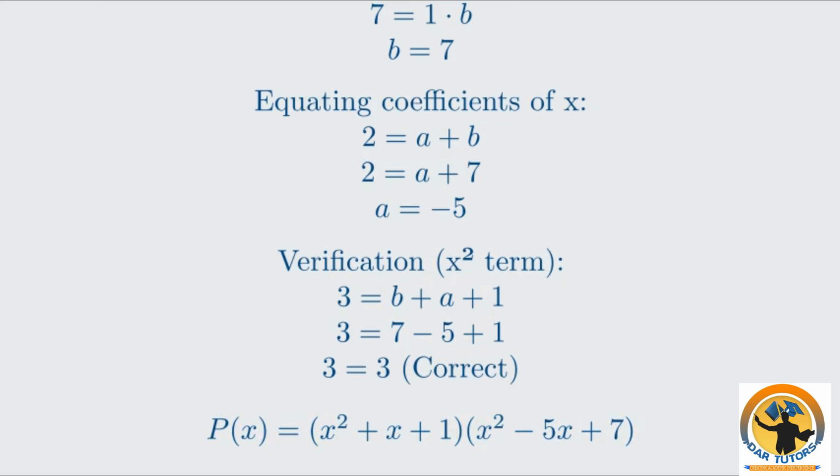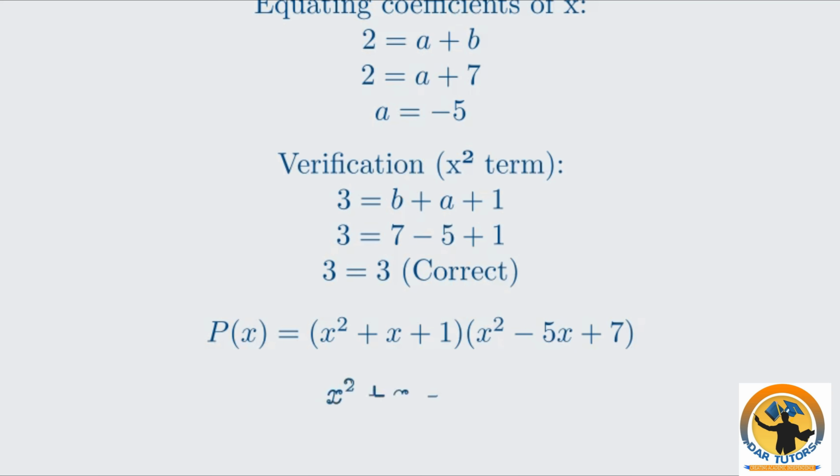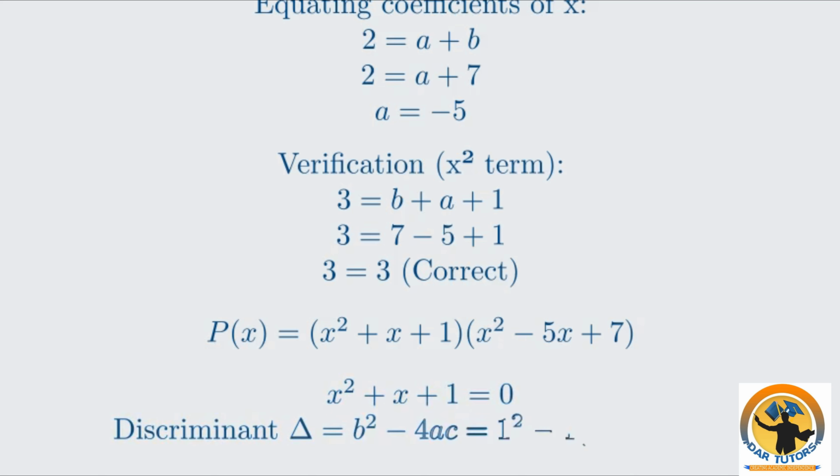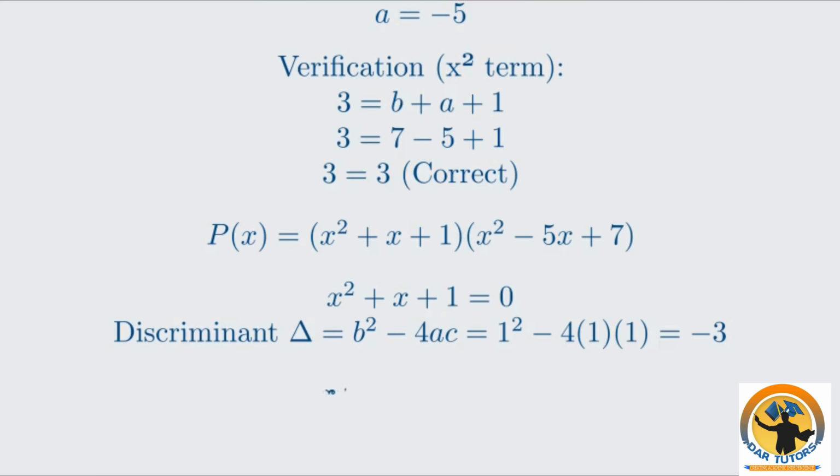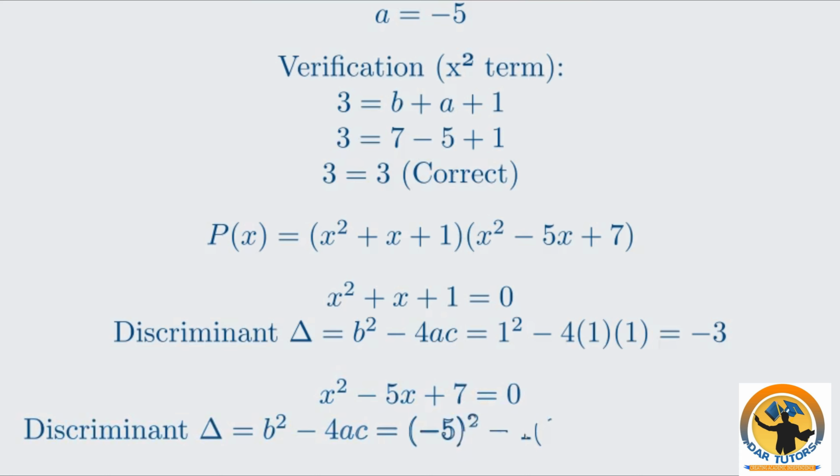Let's start with the first one. For x squared plus x plus 1 equals 0, the discriminant, b squared minus 4ac, is 1 squared minus 4 times 1, which is negative 3. Since the discriminant is negative, this quadratic has no real zeros. Its zeros are complex. Now for the second factor. For x squared minus 5x plus 7 equals 0, the discriminant is negative 3. Again, this quadratic has no real zeros.